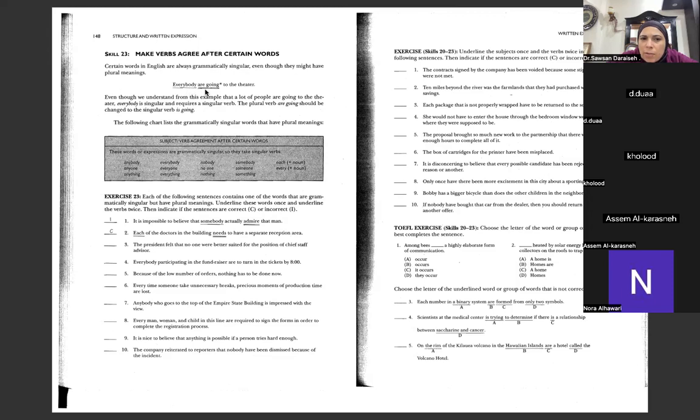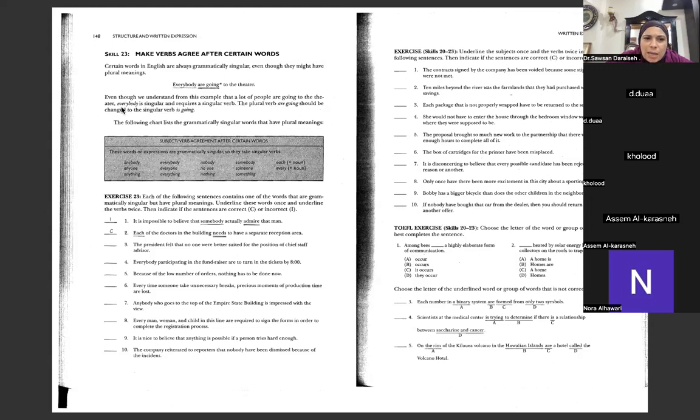Everybody are going to the theater. This is wrong. Star, what did we say about star? That means there's a mistake. There's a problem. So everybody is going to the theater. Theater is like the place where you can watch a movie. Okay? Is going. All right? Even though we understand from this example that a lot of people are going to the theater.